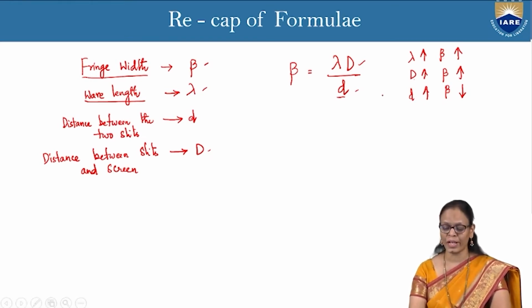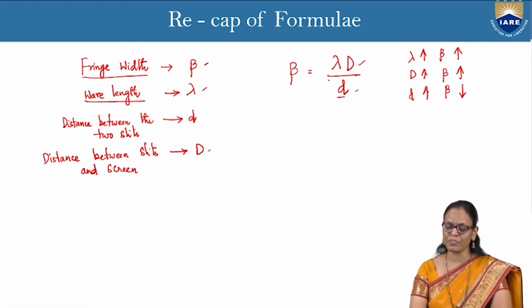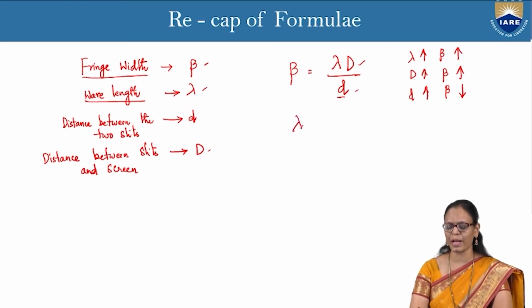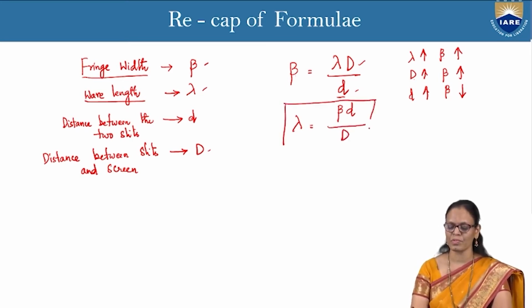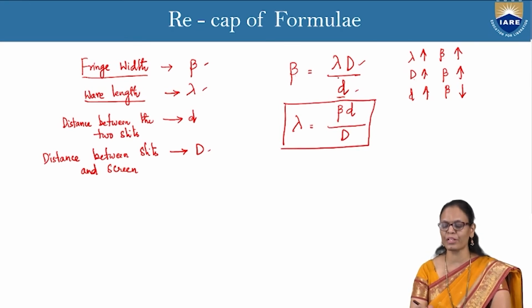And now in our numericals, what we are going to do is, if you are given beta, the fringe width, capital D, the distance between the slit and the screen, and small d, distance between the two slits, we can easily calculate lambda from here. So lambda is equal to beta d upon capital D. So we'll use this formula directly from here.